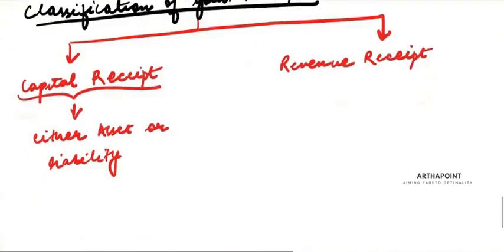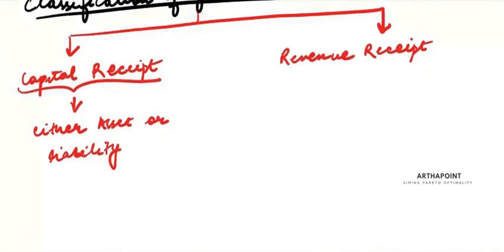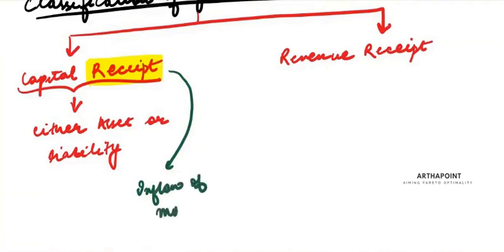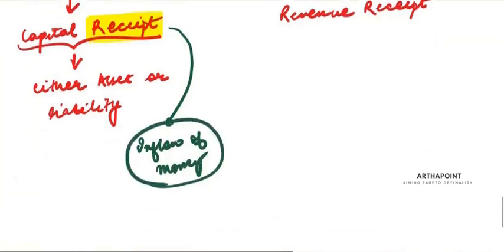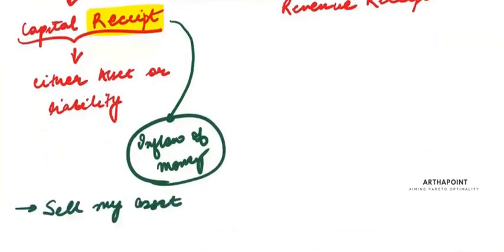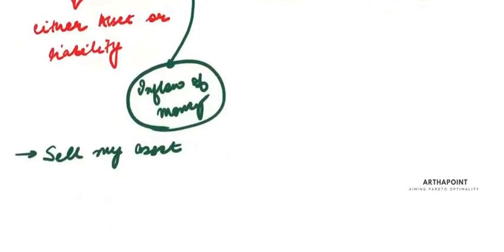Now, please understand this thing, because in receipt, there is actually inflow of the money that is taking place. Here I have inflow of the money. It's a receipt for me. So how can inflow take place? Well, inflow of the money can take place when I sell my asset, or when I go ahead and increase my liability.